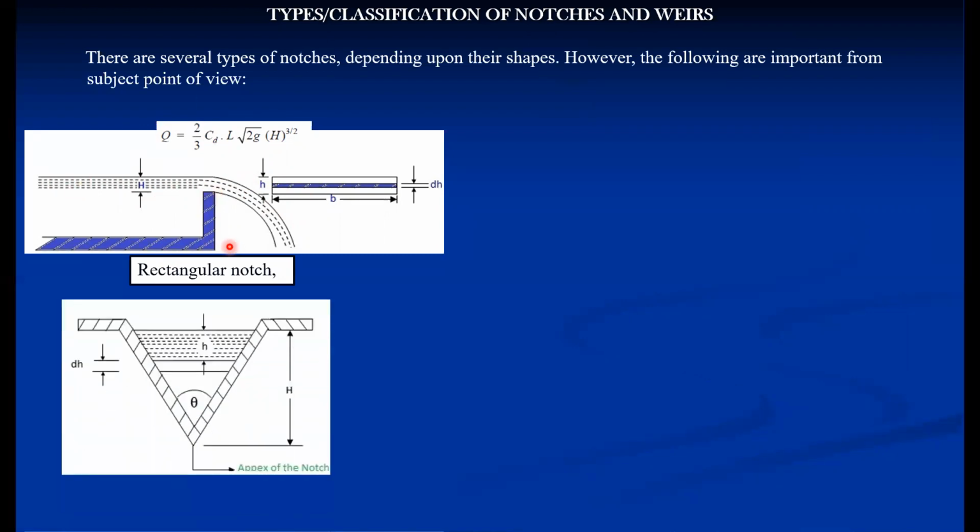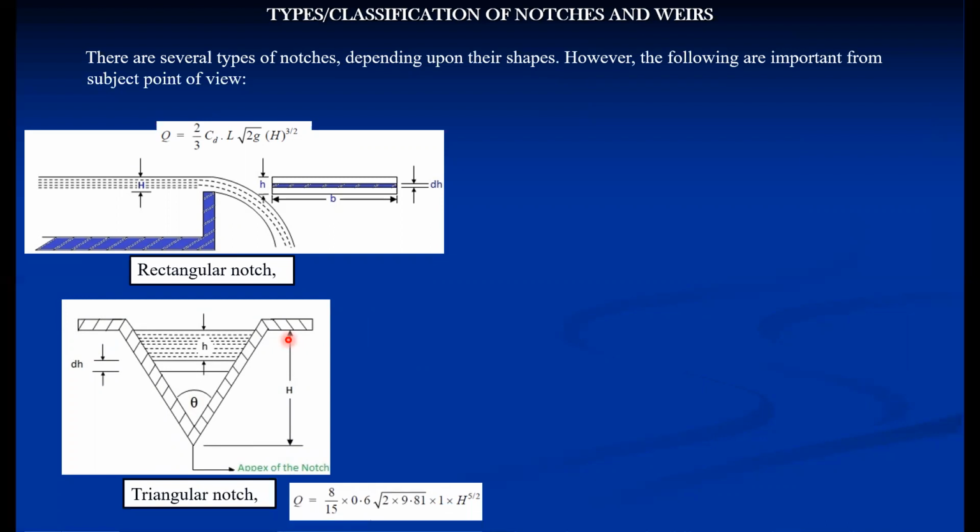So the second one is a triangular notch, where H is measured. The expression of H in this case is cited. The derivation part is not in your syllabus, but in order to calculate this discharge for the triangular case, we require the value of theta and the value of H.